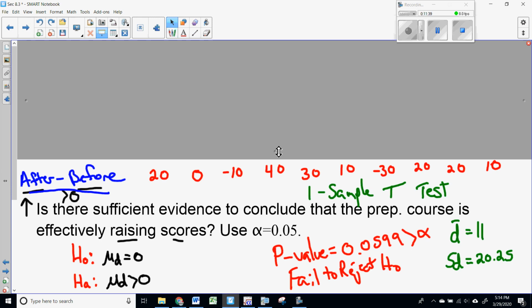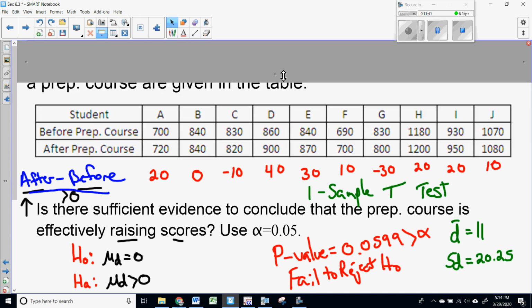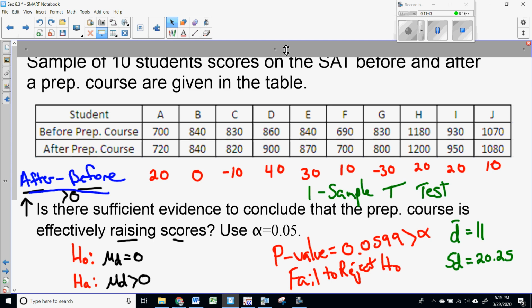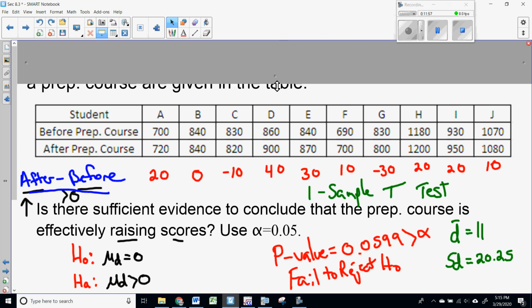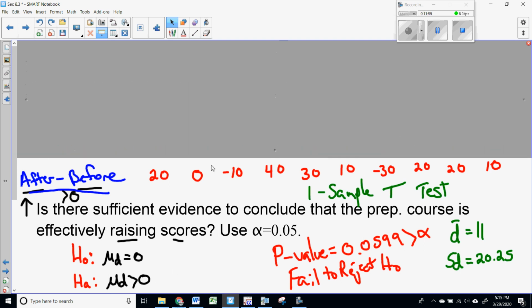So really when you do these problems, you want to start off by subtracting. And you can do it either way. Once you subtract, you want to write your h sub o and your h sub a and decide, should my h sub a be greater than 0, less than 0, or not equal to 0? And then once you do that, forget about all the data. Just look at this new single one sample t-test. Let's try another one.